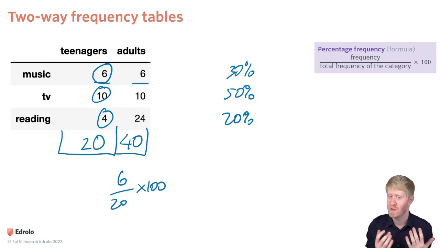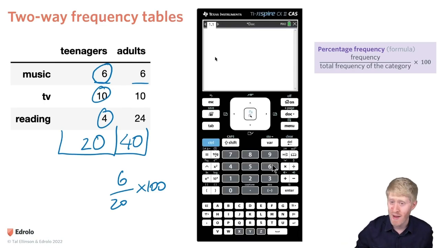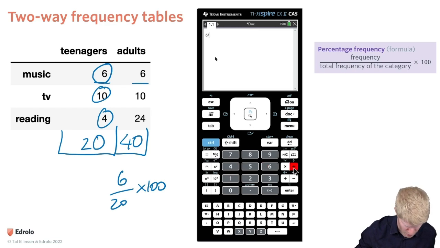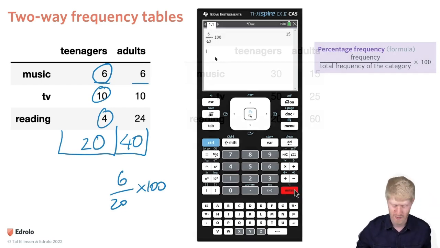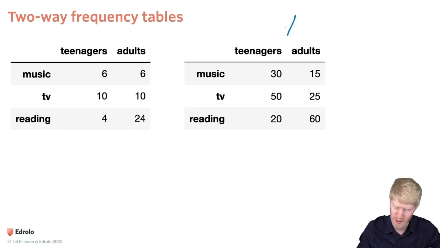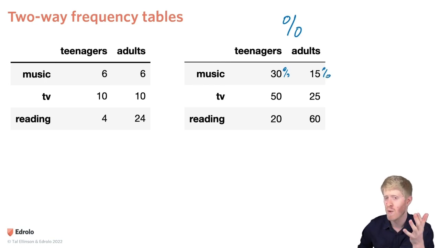Now, if you want to see how this is done on the calculator, because you're not as comfortable with working out these percentages in your head, then let's do a little quick example. So for the percentage of adults who like music, well, we've got 6 adults out of a total of 40 times by 100. Who knows what it is? 15%. Full table over here, and this is the table of the percentages. 30%, 15%, etc. Now, once we have these percentages, we can start to understand more how to answer the question of who likes music more.